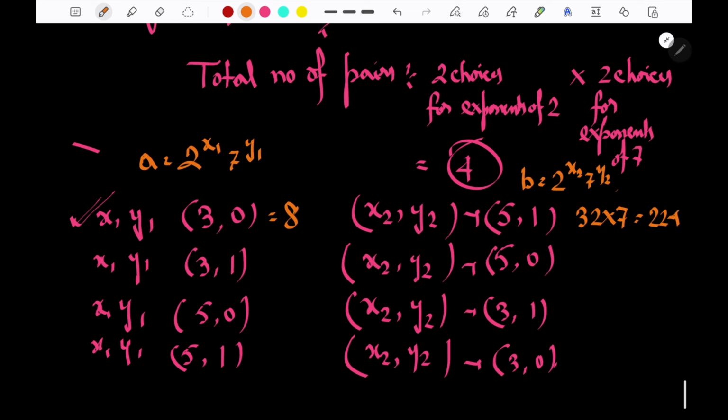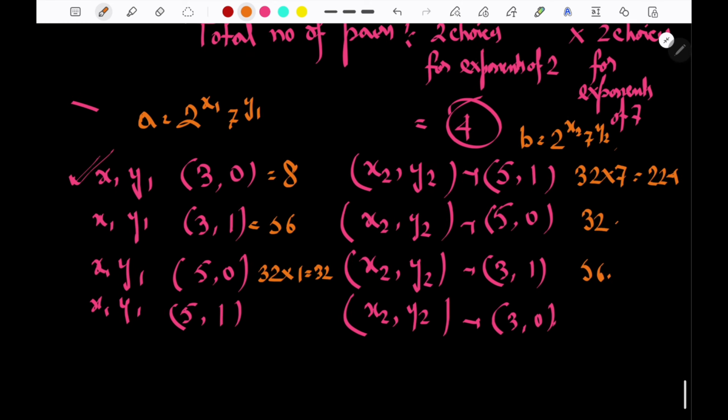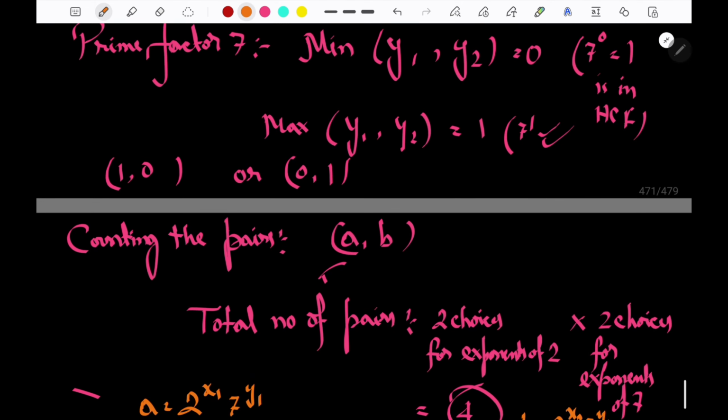Super. What about another one? This becomes 2 cube, 8 into 7, that is 56, and here it becomes 2 to the power 5, 32. Super. Again for this one, 2 to the power 5, that is 32 into 7 to the power 0, that is 32 into 1, 32. Again 2 cube, 8 into 7, that is 56. So here 2 to the power 5 into 7 will become 224, and again this will become 224. Here it will be 8. This interchanges. So these are the total 4 pairs.